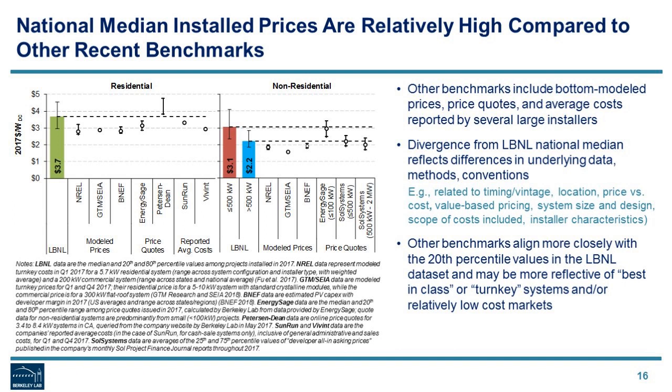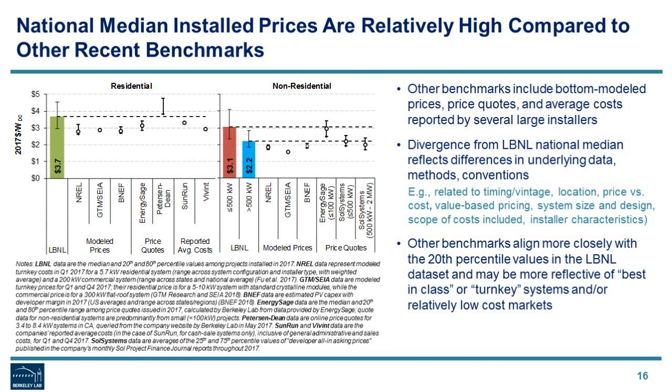Also shown in the figure for comparison purposes are various other benchmark prices, and these include modeled system prices, as well as price quote data from several sources, and average costs reported by several of the larger national installers. And the one thing that kind of jumps out most immediately here is that most of these other benchmarks are definitely below the national median prices from our data set. And there are a number of reasons for that, some of which will become more clear as we progress through some of the remaining material in the presentation.